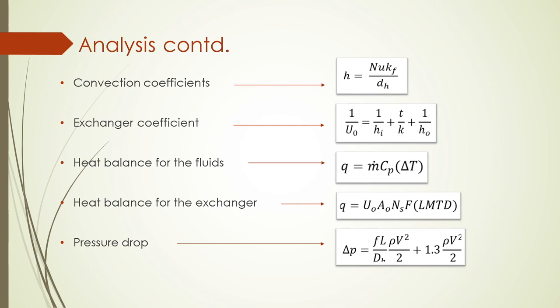Using values from fluid and material properties and the values obtained earlier, the convection coefficients for both fluids and the exchanger coefficient can be obtained. For the exchanger coefficient, the term t over k stands for the conduction coefficient. Additionally, the heat balance for both fluids and also for the exchanger can be calculated by the formula shown in this slide. Finally, the pressure drop for both fluids can be calculated by the given equation, where the first part shows the pressure drop in the plates and the second part shows the pressure drop in the port, which is basically accounting for minor loss.